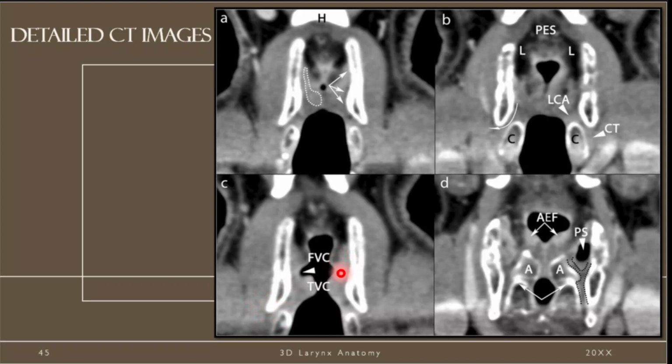This is the coronal view. How do you identify the level in the coronal view? You can search for the laryngeal ventricle. Above that is the supraglottis, the false vocal cord. Below it is the true vocal cord, and at the level of the cricoid cartilage, you have the infraglottic level.